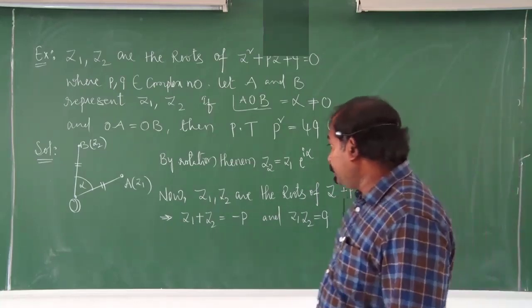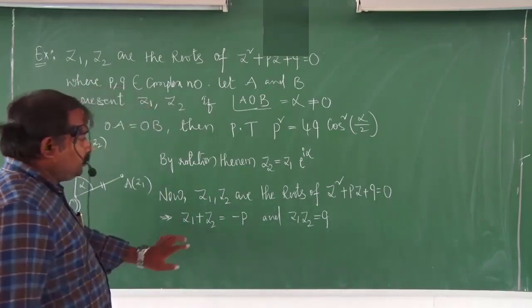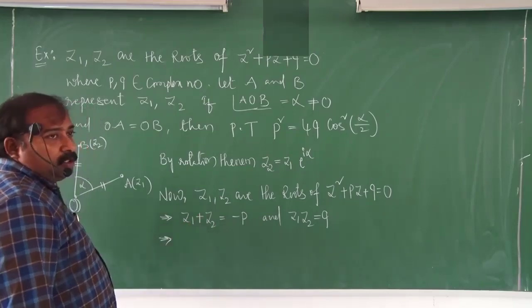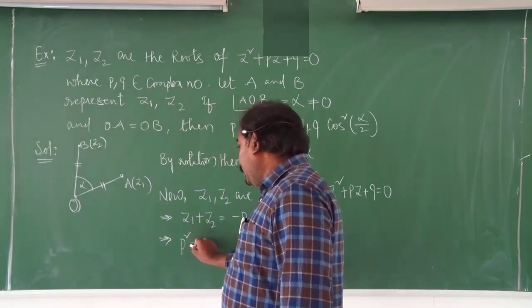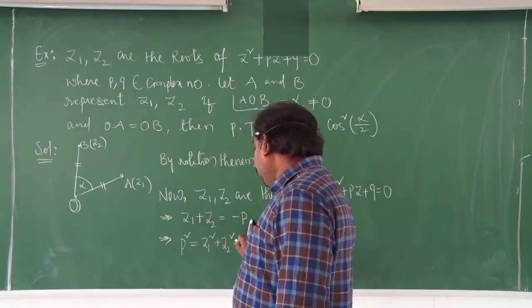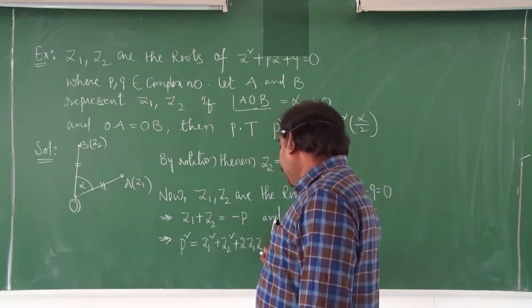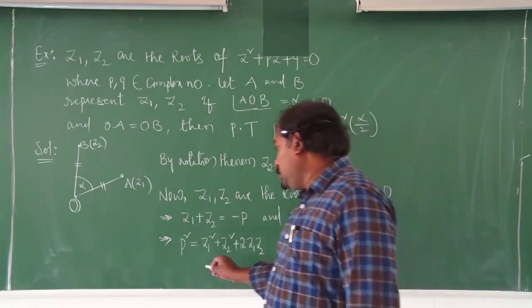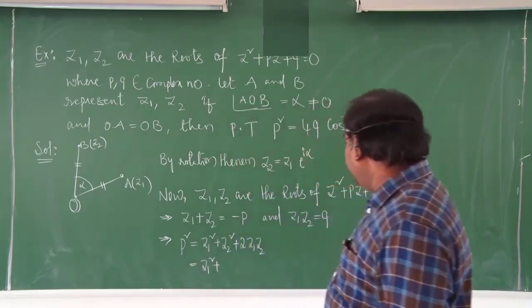Okay, now from this one, if you square it, tell me what you can get here. Therefore p square equal to z1 square plus z2 square plus 2 z1 z2. Okay, and here the 2 z1 z2, z1 square as it is, z2 square.